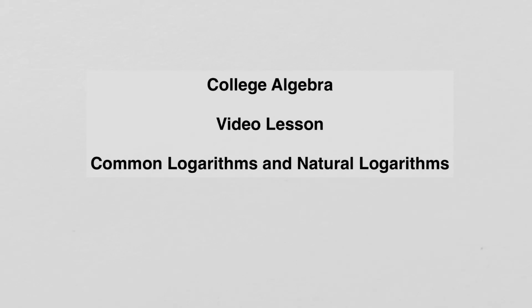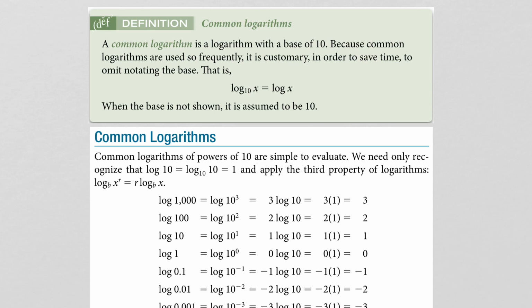Common logarithms and natural logarithms. A common logarithm is simply a logarithm with a base of 10. This is an important logarithm because the number system that we use is actually base 10. So because this logarithm is so important, when we have a log base 10, we simply write log without writing the base. So anytime you see a logarithm without a base, that simply means that the base is 10.